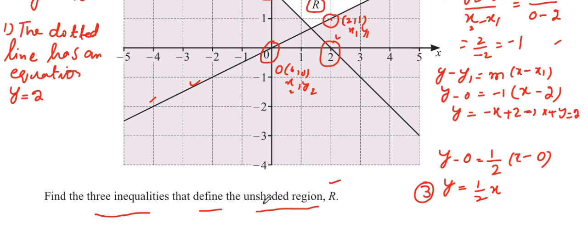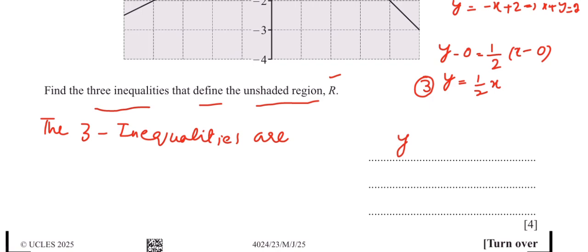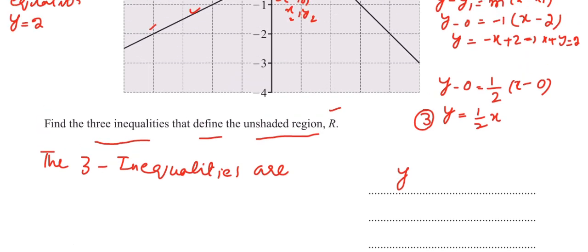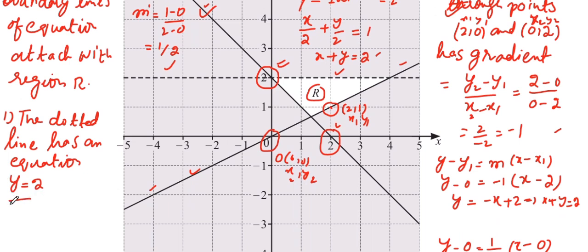Now we have to find the three inequalities that define the unshaded region. The three inequalities are: the first one is a horizontal line. The horizontal line has equation y is equal to 2. This is the line y is equal to 2.